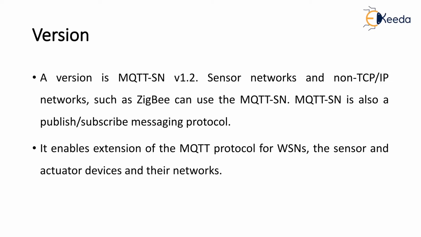There is also a version, MQTT for sensor networks, version 1.2, for non-TCP (Transmission Control Protocol) and IP (Internet Protocol) networks such as ZigBee, which can use MQTT-SN. It is also a publish subscribe messaging protocol, where the brokers act as intermediaries. It enables the extension of the MQTT protocol to wireless sensor networks and also to sensor and actuator devices with their specific networks.